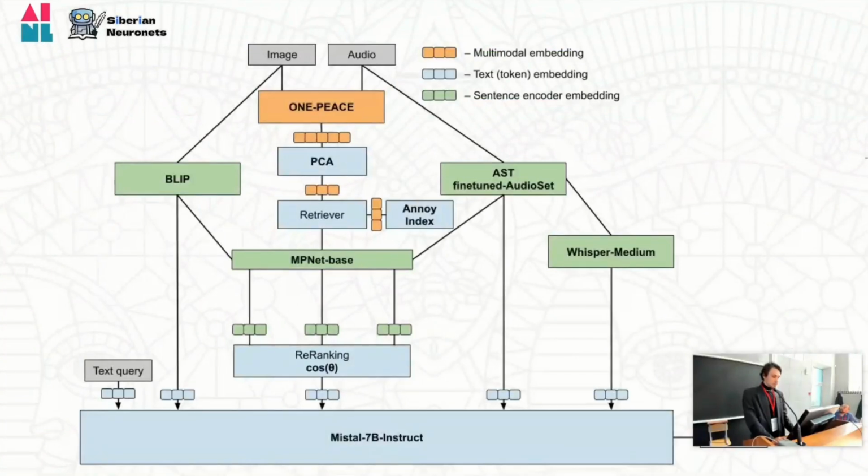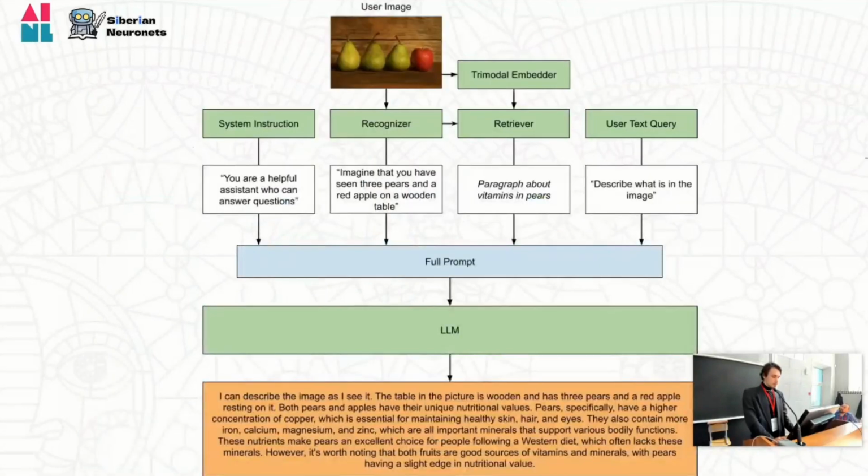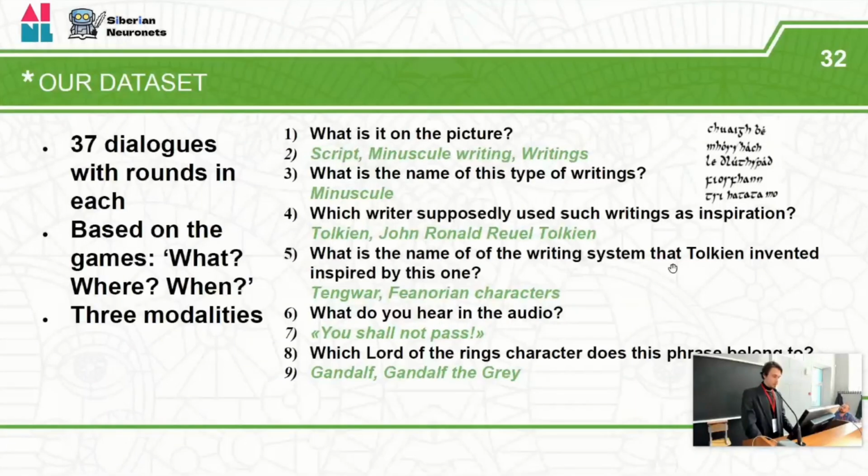A short look at the system with models. For example, there is Mistral as the language model. In an example of processing a user image, it goes through the recognizer and the tri-modal embedder, and we provide the system instruction, the results of these systems I mentioned, and the user query in the full prompt of the LLM to get a solution.